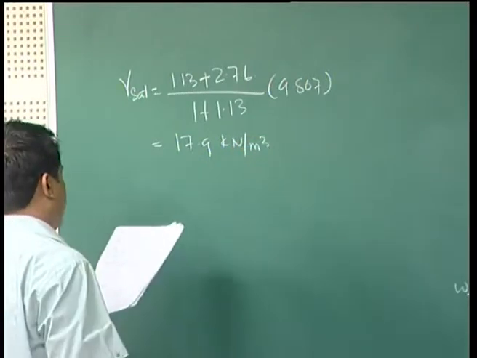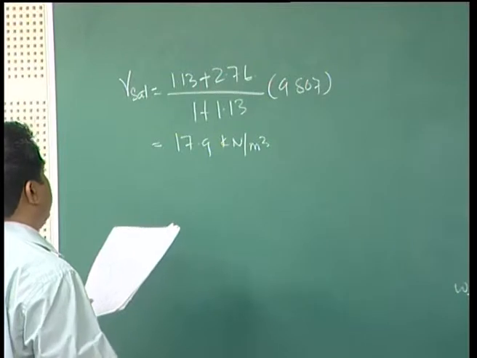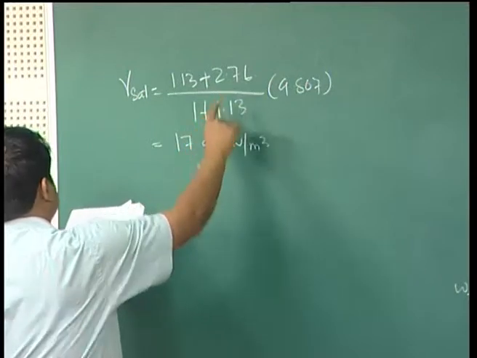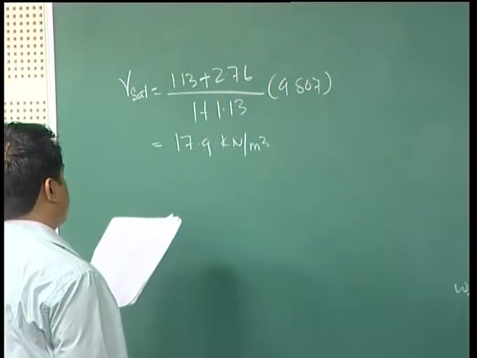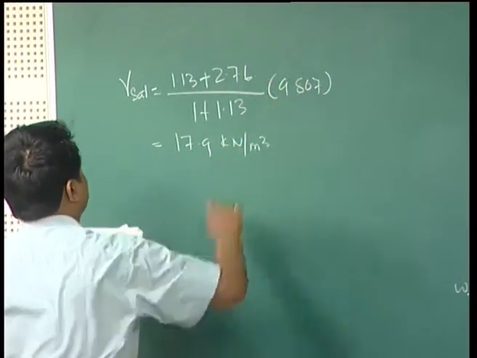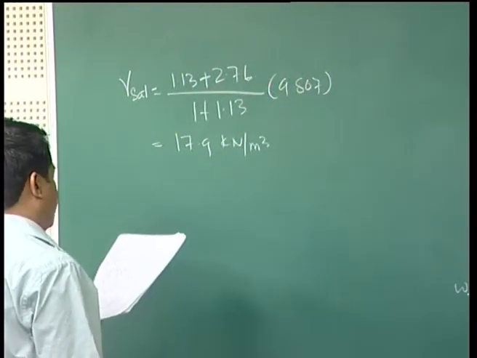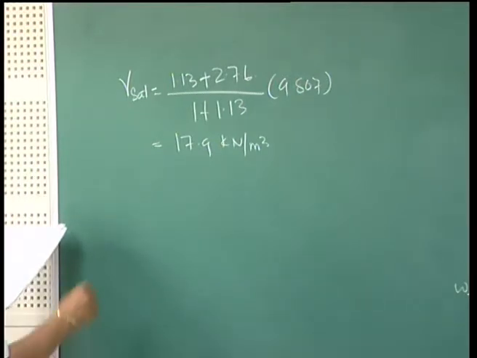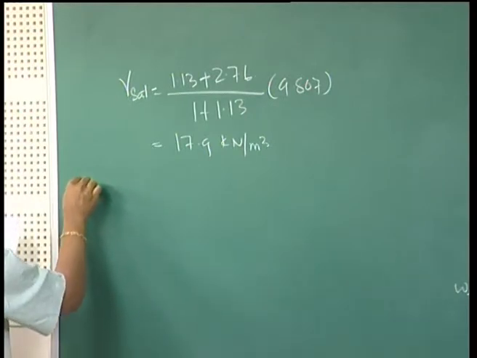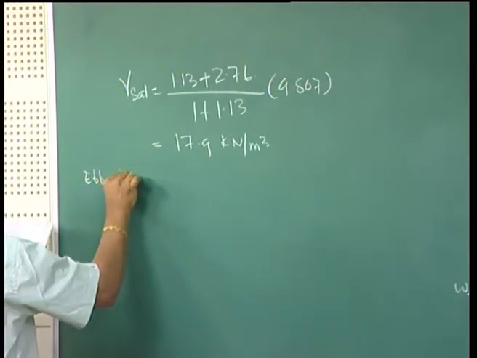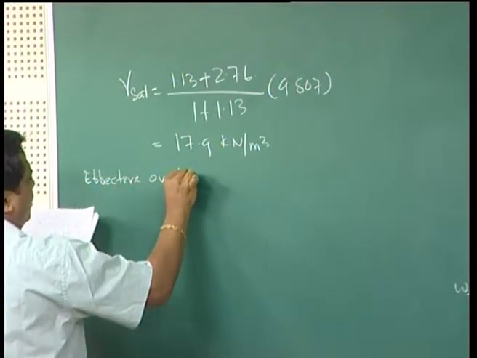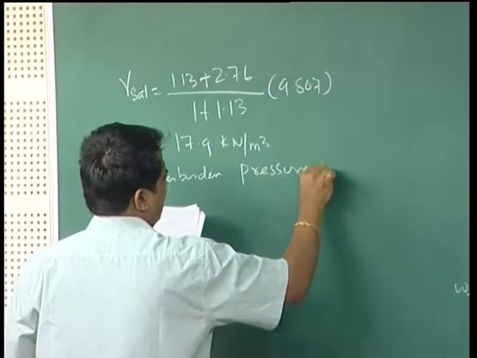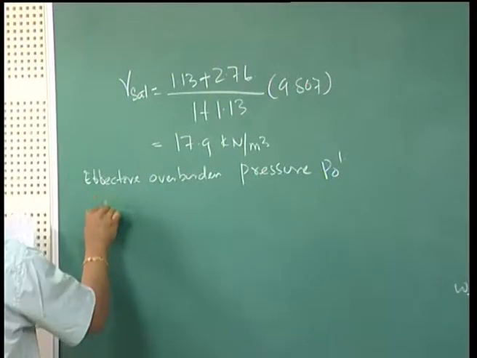Now, what is this 1.13? 1.13 is your E0. Gamma saturated is equal to G plus E0 into gamma W divided by 1 plus E0, that is 2.76 plus 1.13 by 1 plus E0 into gamma W. This is your gamma saturated. Now, once you get gamma saturated, you can find out your effective overburden pressure P0 prime.